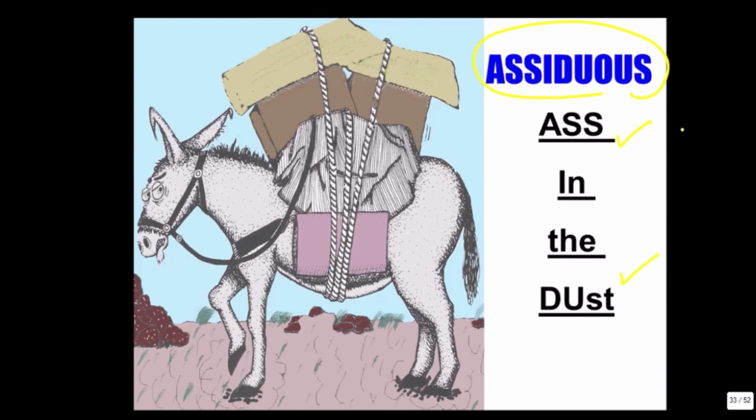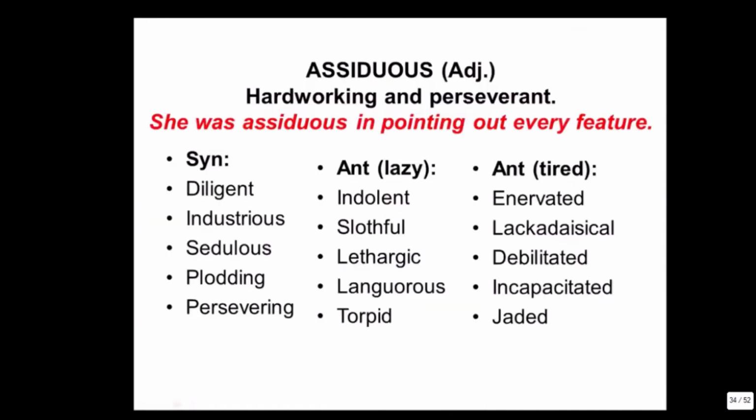As you will be taught in every verbal session, this is how we go about it. You find the meaning, hardworking and perseverant, and then there are synonyms around it, there are antonyms around it, and there is a sentence. So you will be able to learn some 15 to 20 words with just one picture.